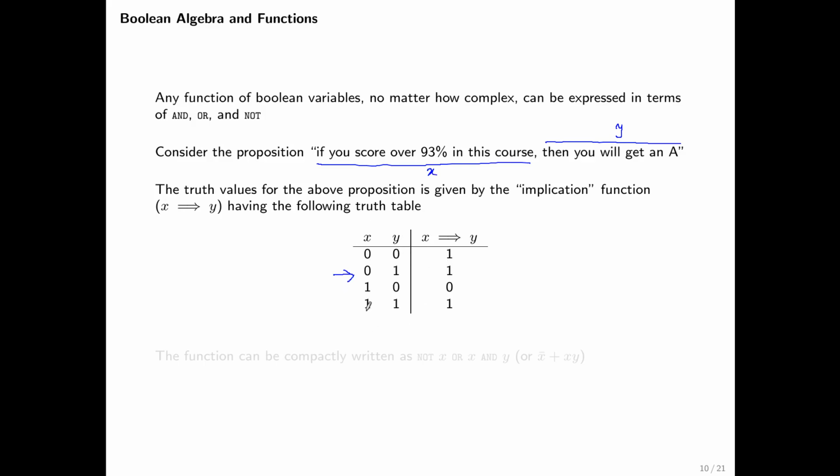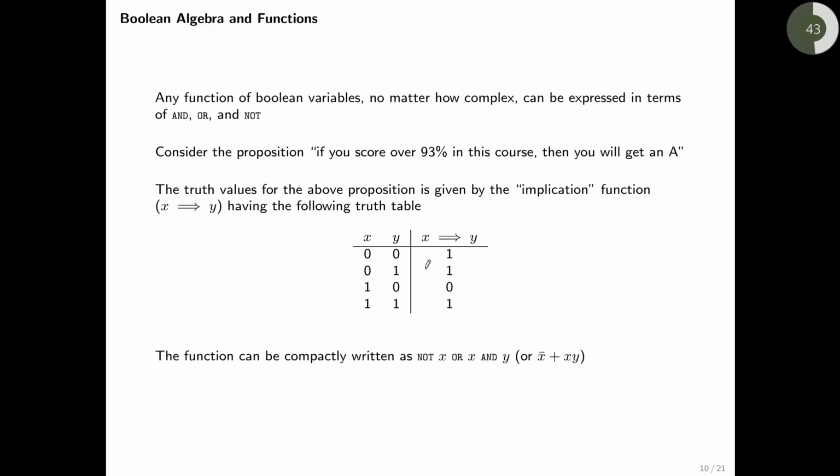And then we have this scenario where you did receive over 93% and you got an A, and that sticks to the proposition. Okay, so that's the truth table. Now, the question is, how do we build a Boolean function for such a table?